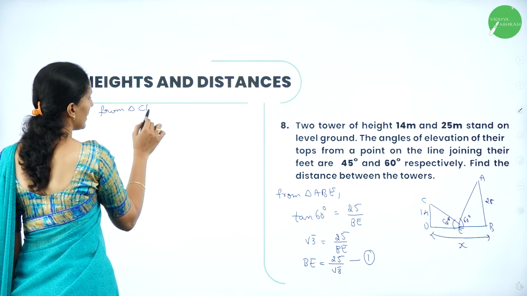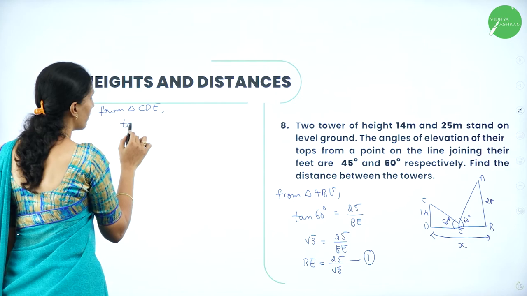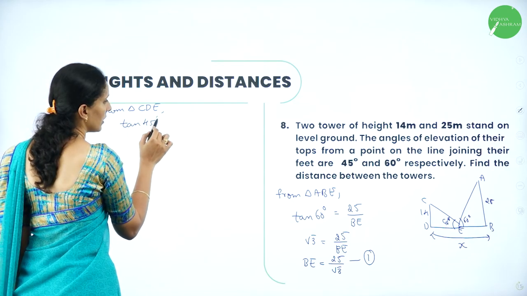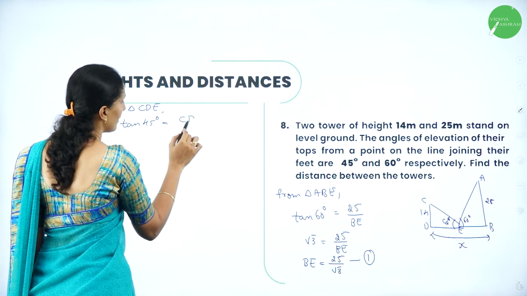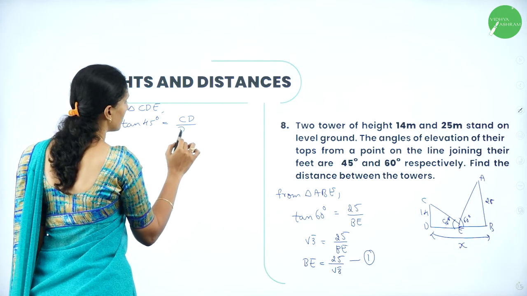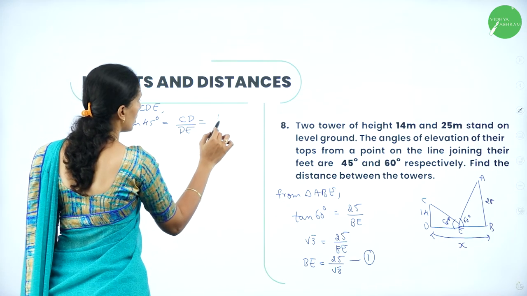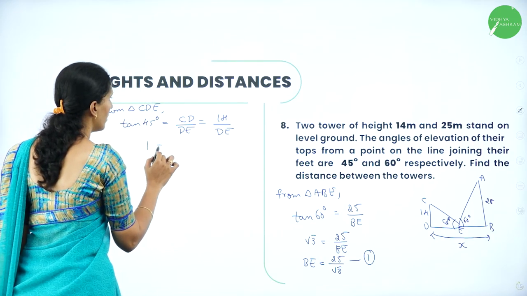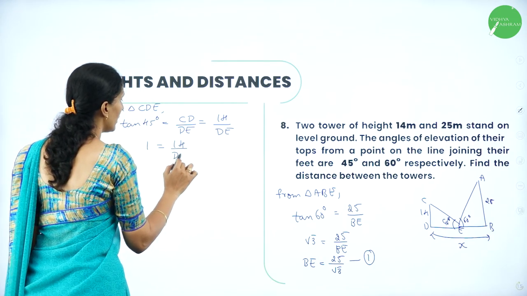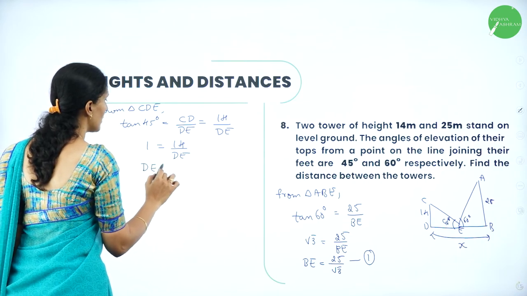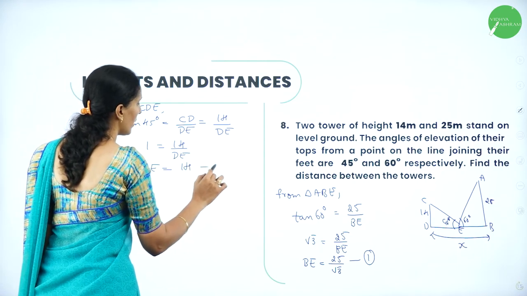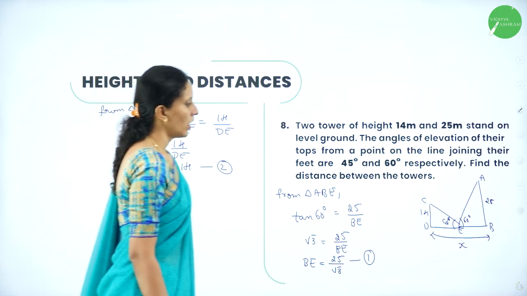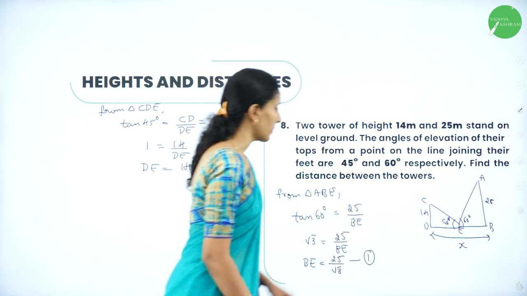Next, let's take from triangle CDE, tan 45 degree is equal to CD divided by DE. CD is actually 14, so 14 by DE. Tan 45 is 1, so 1 is equal to 14 by DE. So DE is equal to 14. Now take this as equation 2. Now I need the value of BD.